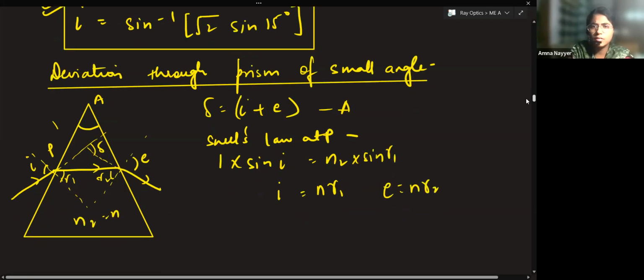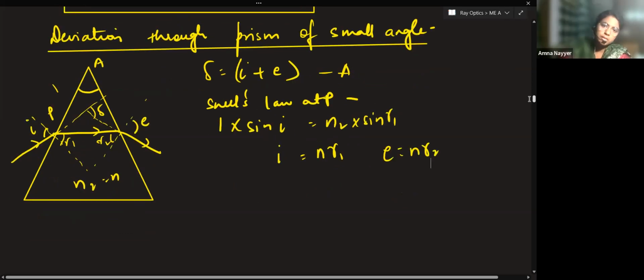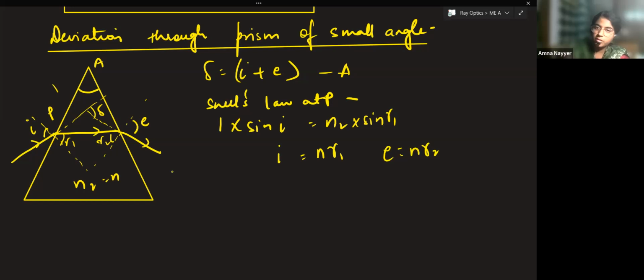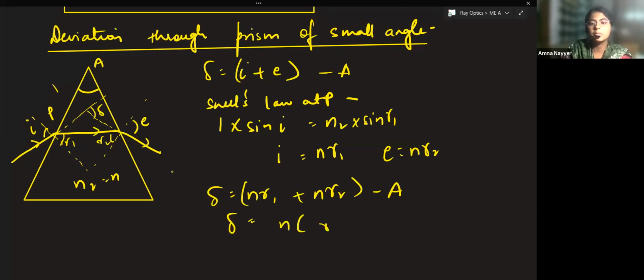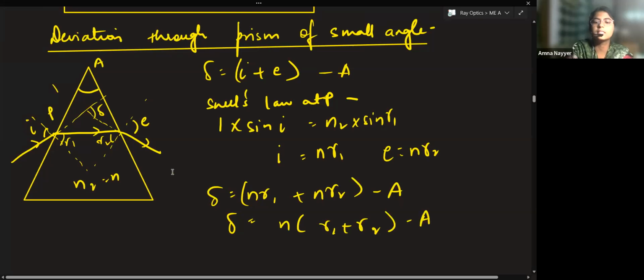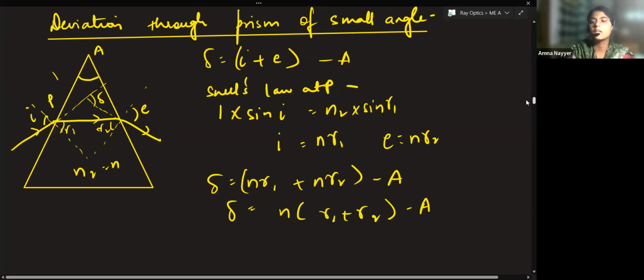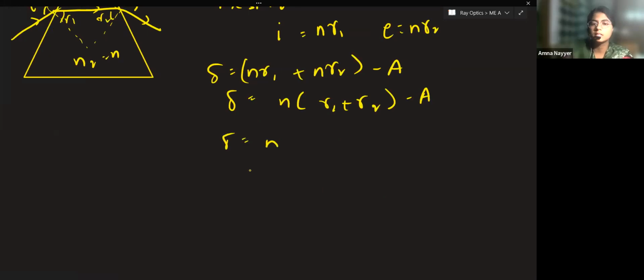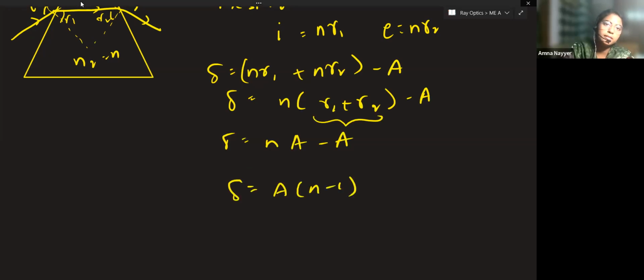So this is a very short derivation. This derivation comes in your exam. Even the derivation for angle of minimum deviation also comes in your exam. So delta will be I, which is N R1, plus E, which is N R2, minus A. So take N common, that becomes N into R1 plus R2 minus A. So R1 plus R2 is what? R1 plus R2 is A only. This term is A minus A. So delta is A into N minus 1. All right, small derivation, just copy it down.